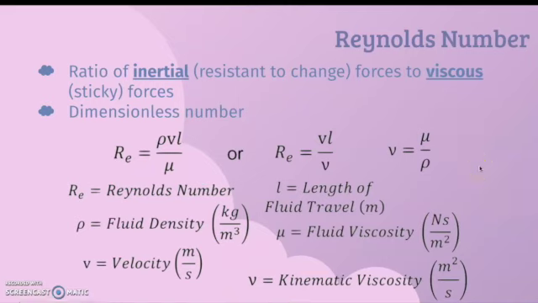Now let's bounce back to that Reynolds number. The Reynolds number is the ratio of inertial, or resistant to change forces, to the viscous, or sticky forces. And the Reynolds number is a dimensionless number.